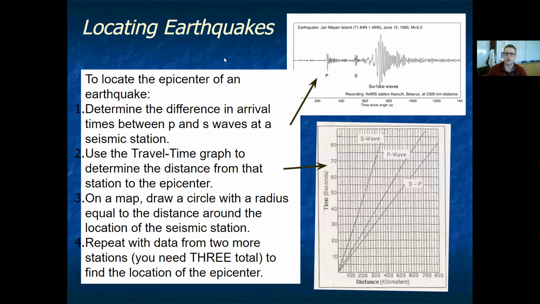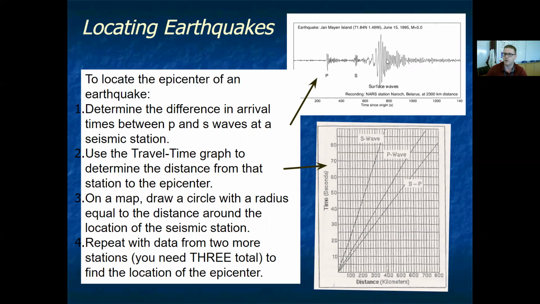One of the last things we'll talk about, and we already briefly looked at this in the seismic wave video, is how to actually locate the epicenter of an earthquake. We're going to do a lab on this next week. We're going to go through the same methods that scientists use to determine epicenters of earthquakes. It's really cool.